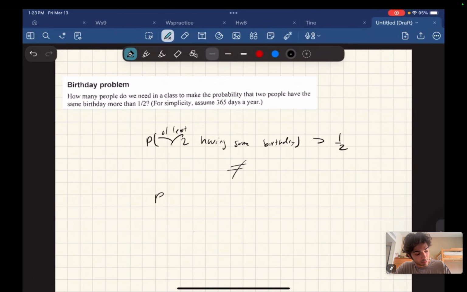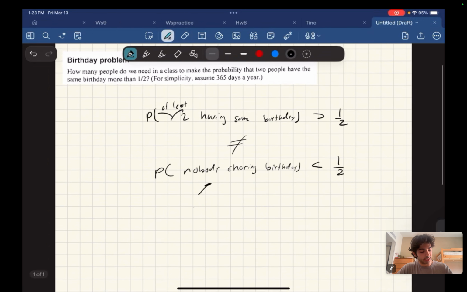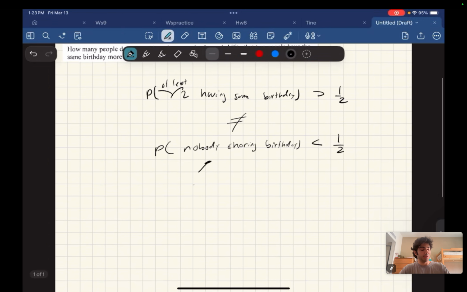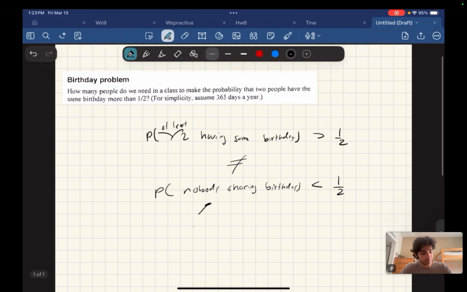The opposite of the probability of nobody sharing a birthday is, now we're saying it's the opposite, right? So we're going to say it's less than one half. This one is much more solvable. So we can just say the probability of nobody sharing a birthday. Let's say there's n people. We're trying to find that number n.